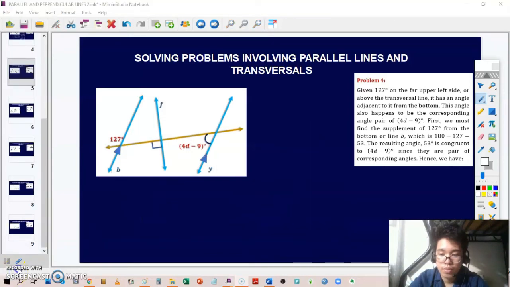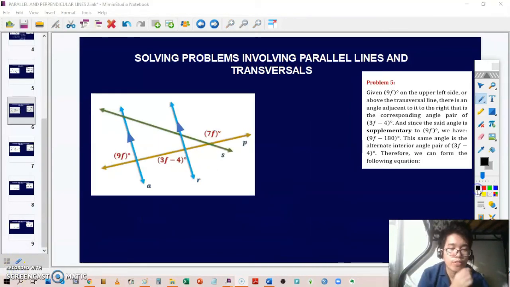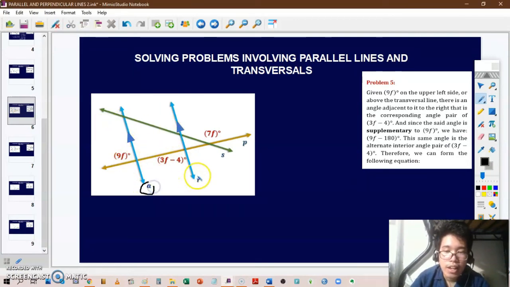Okay, so we have here our fifth problem. We have here 4 lines, and line A and line R are parallel to each other. Those are two parallel lines, and we have here a transversal to the two parallel lines, which is line P. And we also have a line S here. So we want to find the value of F.